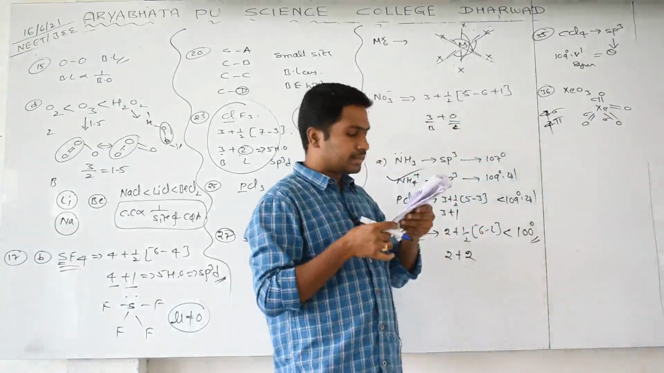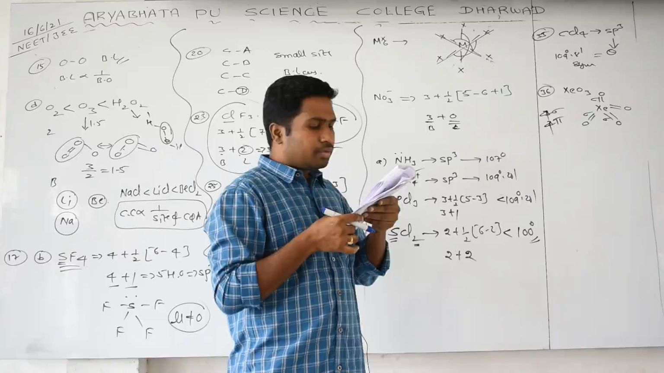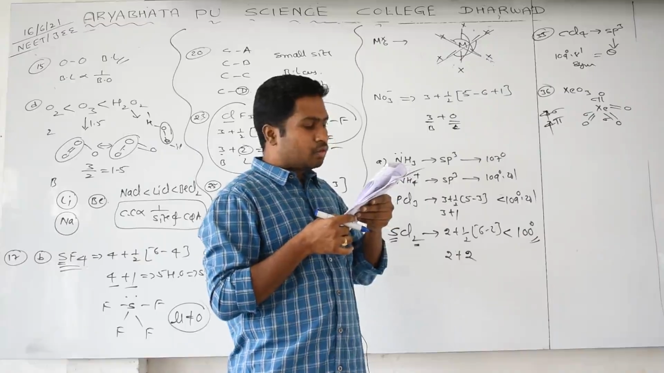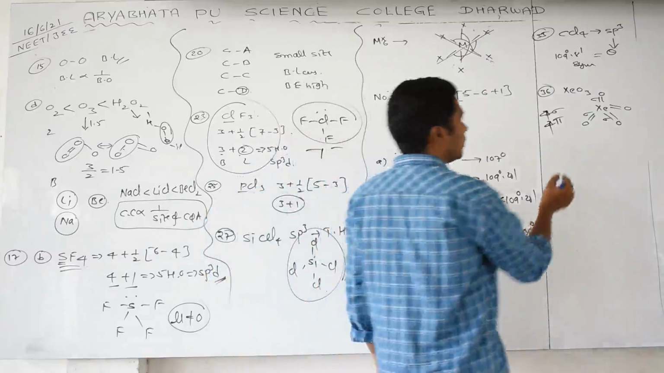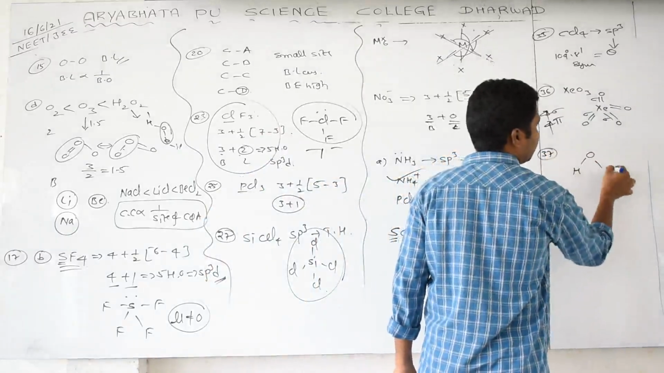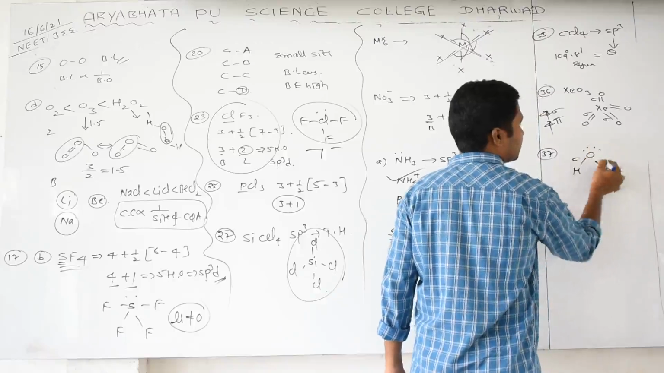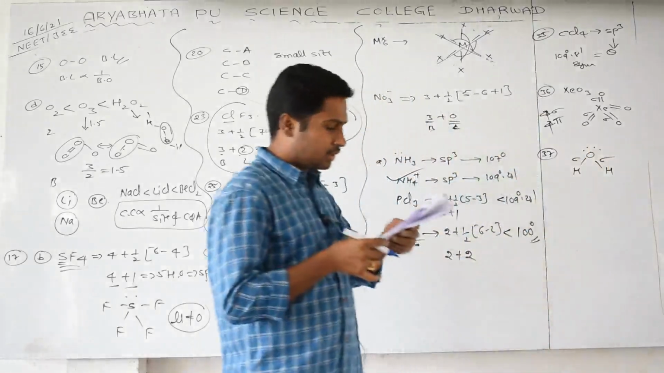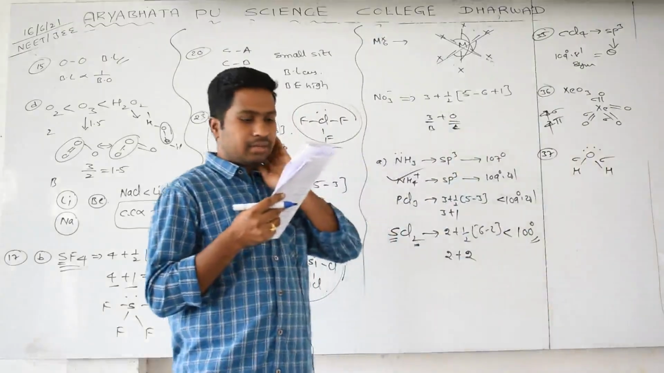Go for the next. Which one of the following molecules contains no pi bonds? Very simple, water molecule. Water molecule means bent shape. H will be coming like this. All are sigma bonds only. See, the 38th theory question.